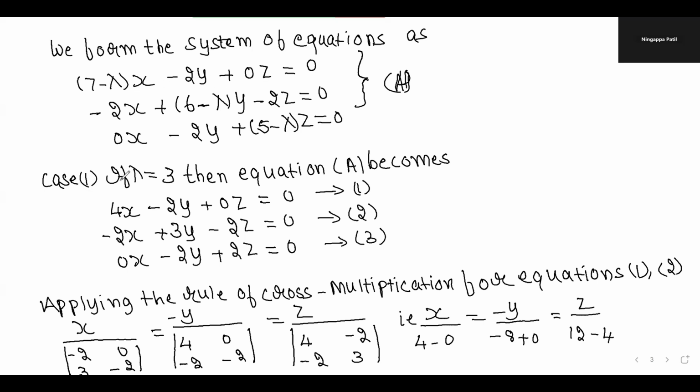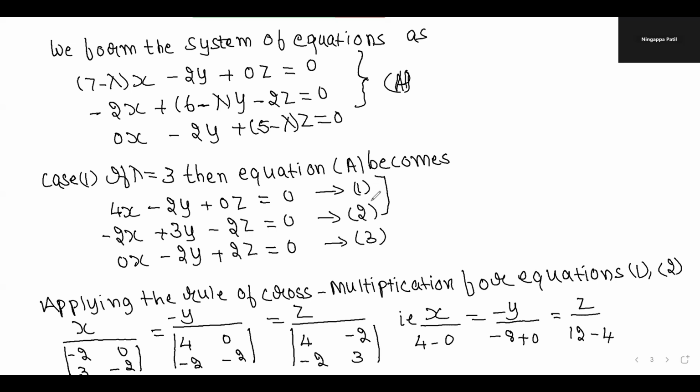Then, in case number 1, if lambda equals 3, then you put lambda equal to 3. Equation 1 becomes 7 minus 3, 4x minus 2y and 0z. And here minus 2x and 6 minus 3, 3y and minus 2z equal to 0. And 0x minus 2y, 5 minus 3, 2z equal to 0. These are equations 1, 2, 3. You take any two equations and apply cross multiplication. I am taking 1 and 2. You can take 2 and 3.